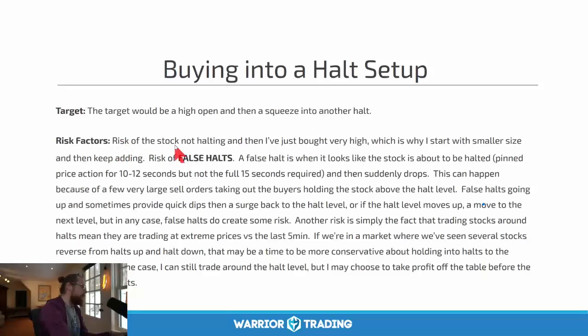Risk factors, though: the risk of the stock not halting and then I've just bought at the very high is a problem, which is why I often start with smaller size into the halt and then keep adding higher. The risk of false halts is real, where it looks like it's about to halt and then either the halt level moves up and it doesn't chase that halt level to the next spot and immediately reverses, or the halt level doesn't move up and a big sell order goes through and it immediately reverses.